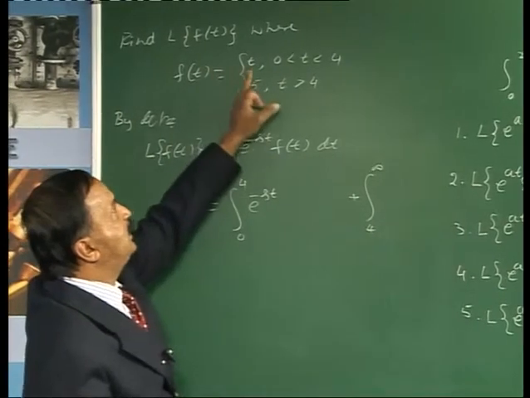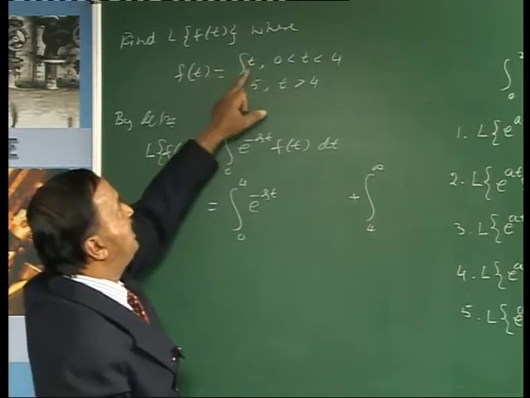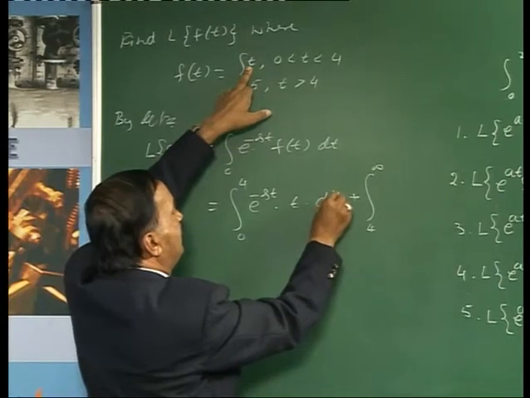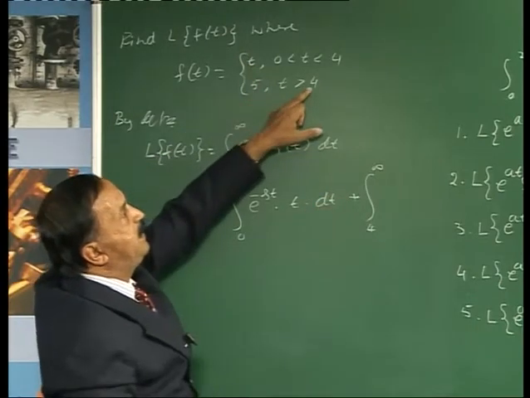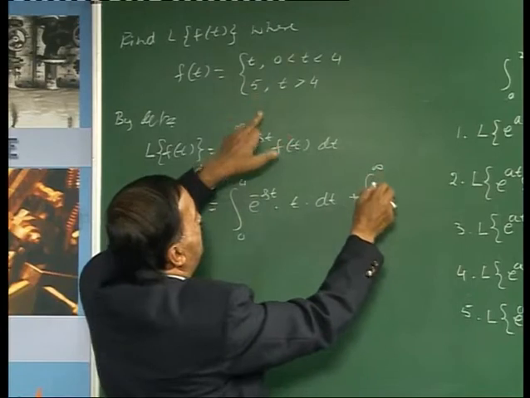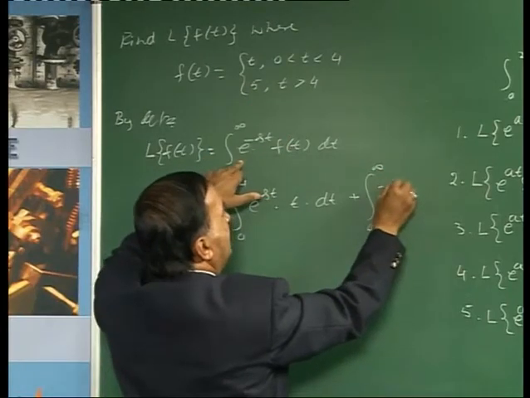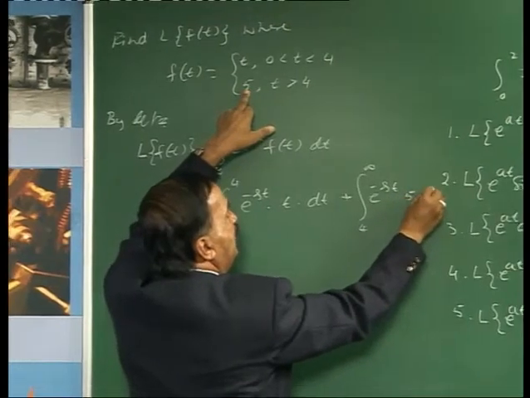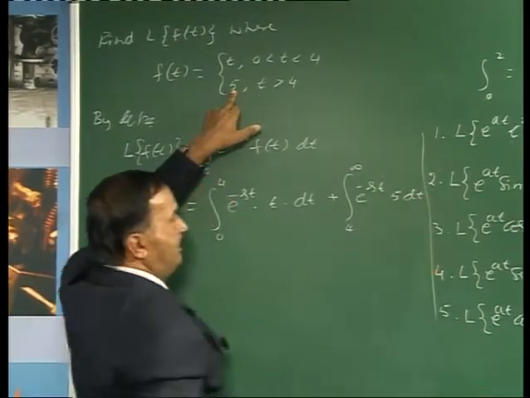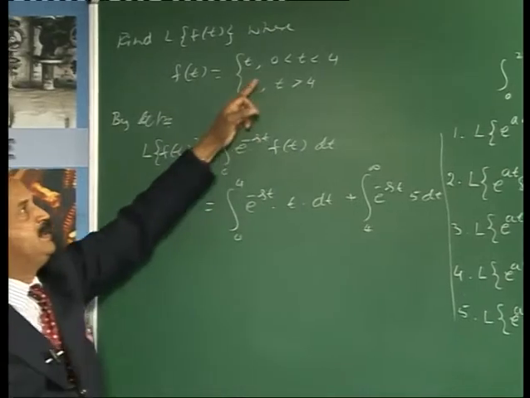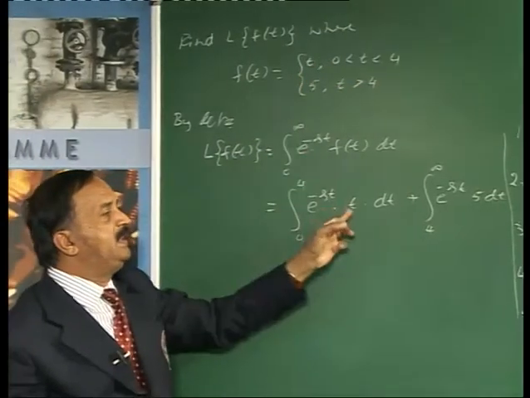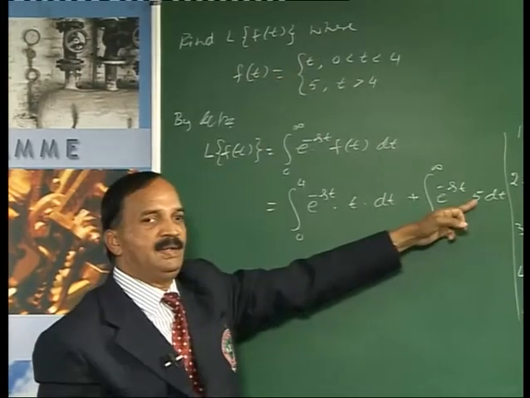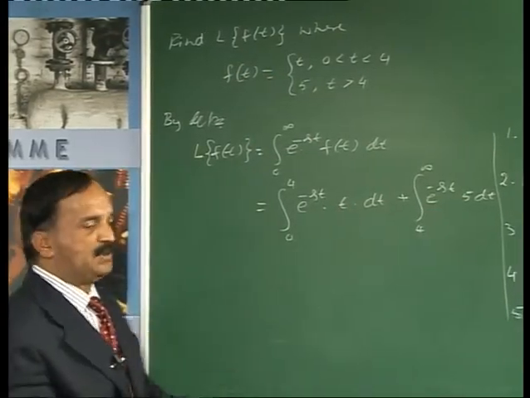Between 0 and 4, f of t is equal to t. So we have the integral from 0 to 4 of e to the power of minus st into t, plus the integral from 4 to infinity of e to the power of minus st into f of t, but f of t is 5, into dt. Between 0 and 4, f of t is t, and between 4 and infinity, f of t is equal to 5. Next you integrate, and you will get the solution.